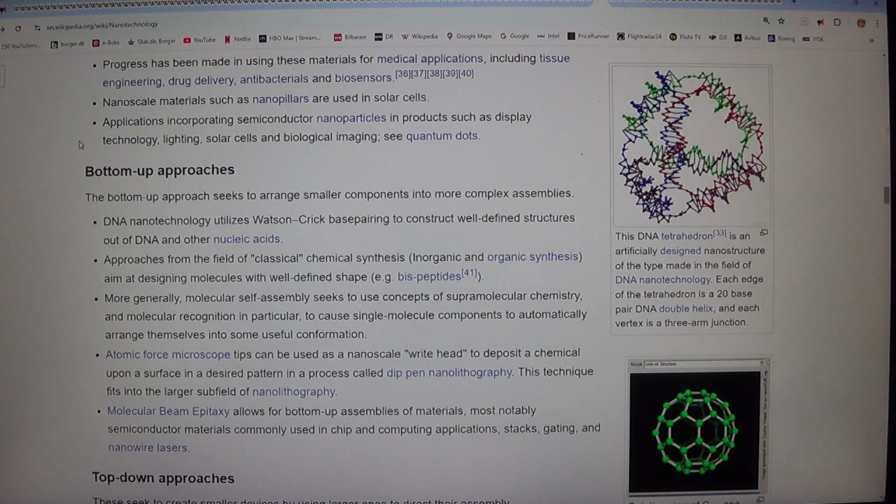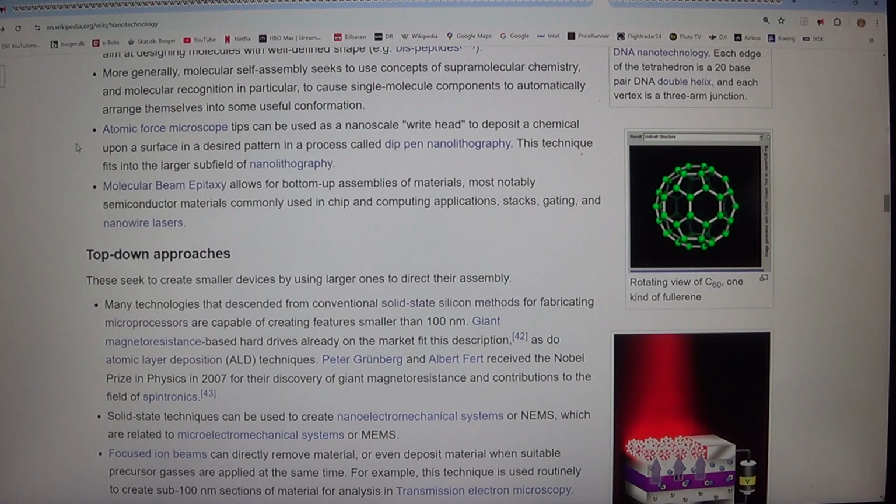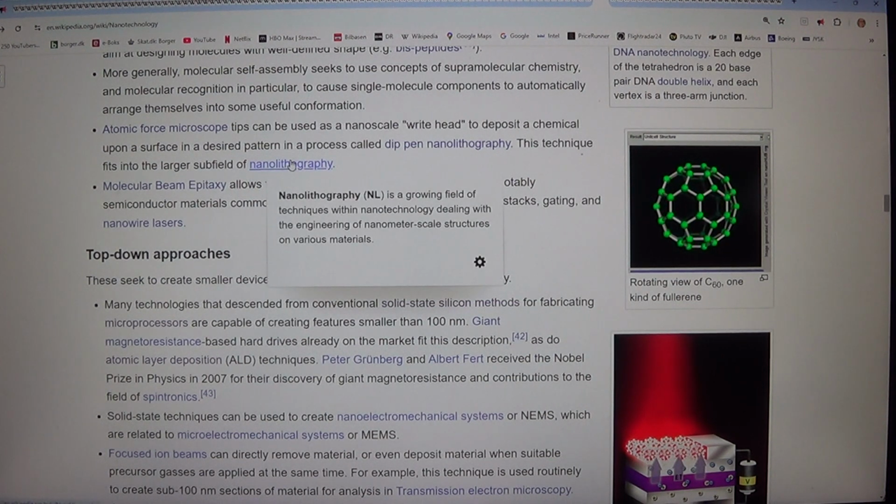4. Atomic force microscope tips can be used as a nanoscale write head to deposit a chemical upon a surface in a desired pattern in a process called dip pen nanolithography. This technique fits into the larger subfield of nanolithography. 5. Molecular beam epitaxy allows for bottom-up assemblies of materials, most notably semiconductor materials commonly used in chip and computing applications, stacks, gating, and nanowire lasers.